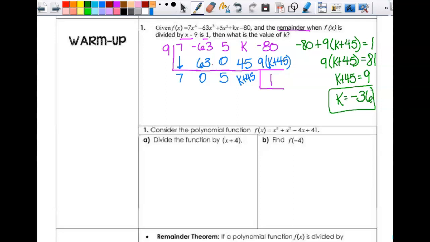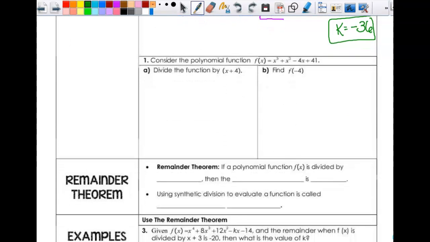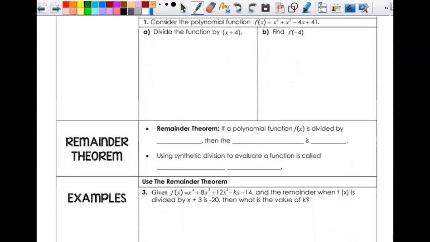Okay? All right, so this is another part of the warm-up before we get to what we're trying to do here. So it says, consider this polynomial function. And the first part, A, just says divide it by x plus 4. We can use synthetic division again, so this is just straight up division. So on the outside, I put a negative 4. On the inside, I put 1, 1, negative 4, and 41.